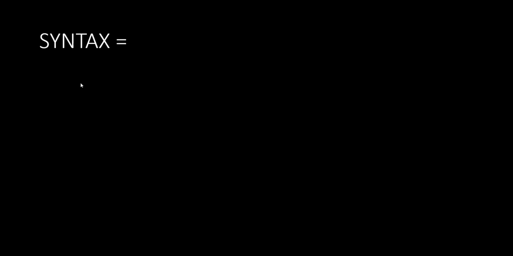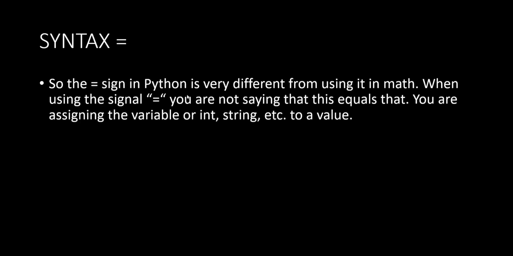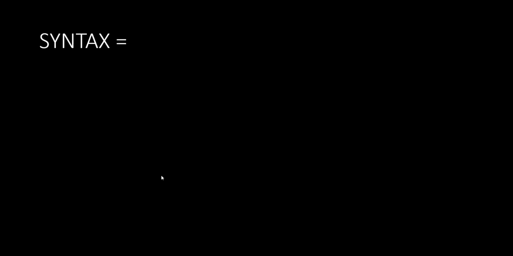So the equals syntax. This can get very confusing for beginning coders because they automatically think that it means equals. The equal sign is different from when you're using math. When you're using this sign right here, you're not saying that this equals something. You're assigning the variable or integer, string, etc. to a value.